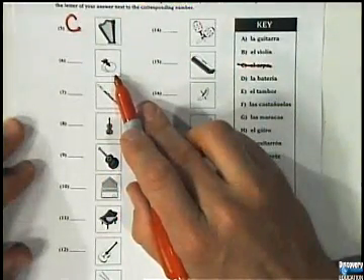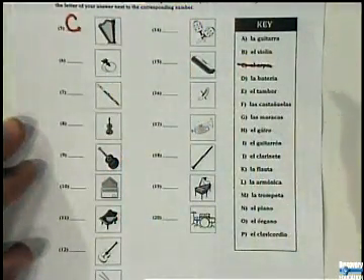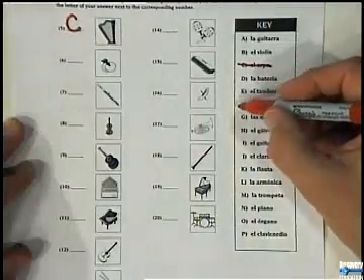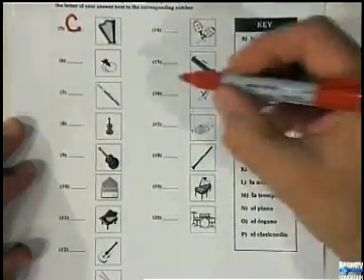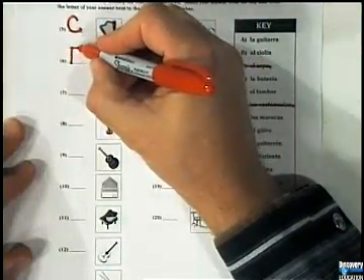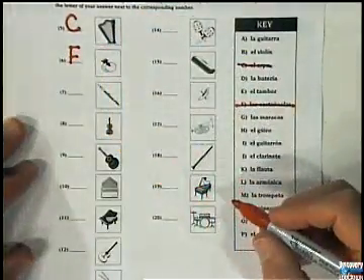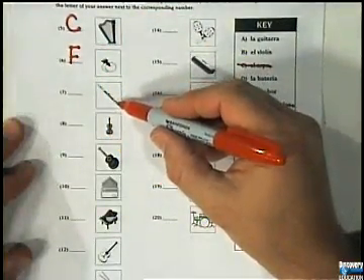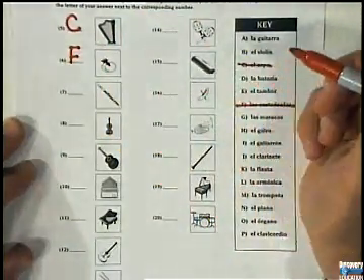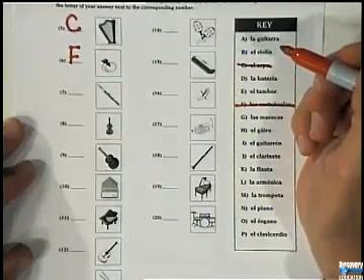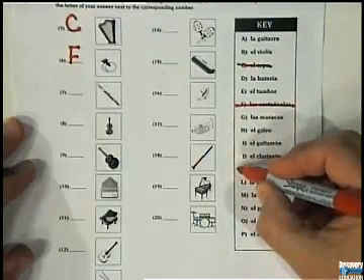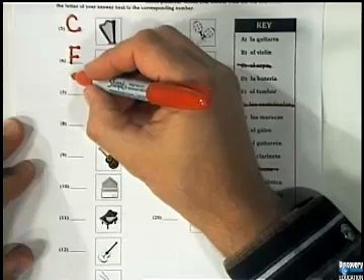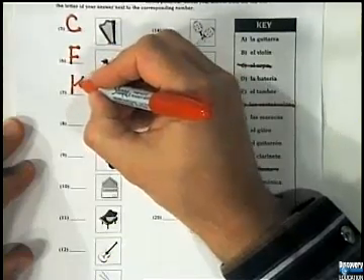These are called las castañuelas. Las castañuelas, and that is right here, letter F, so 6 is letter F. Okay. This instrument here, this is a flute in English. In Español, la flauta, and that's down here, that's letter K. So number 7 is letter K.